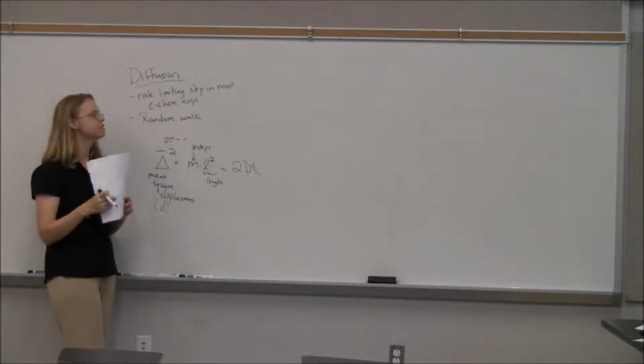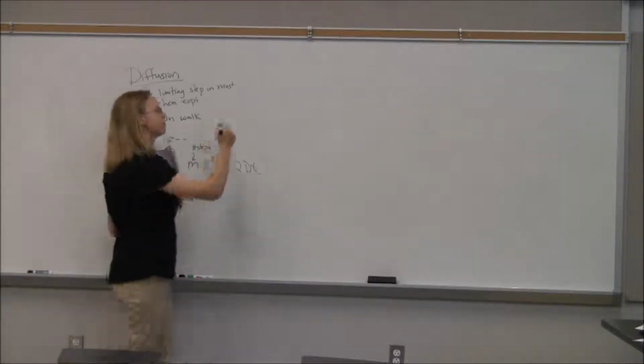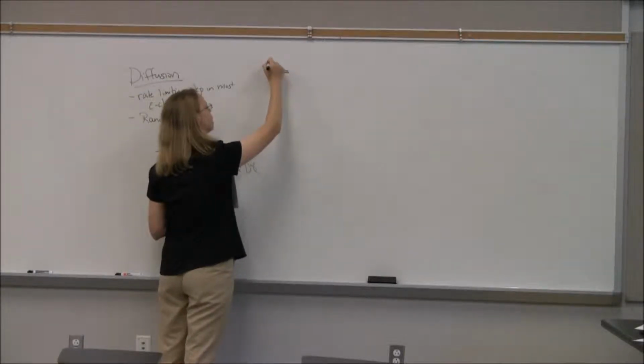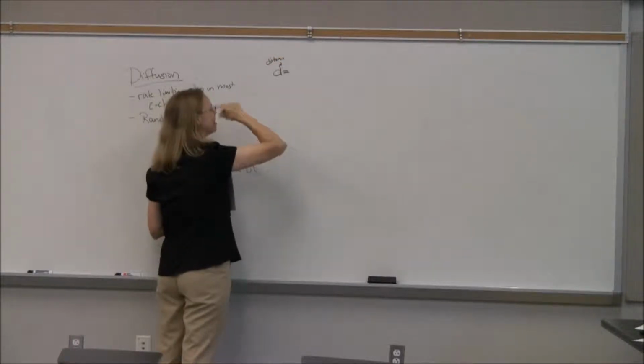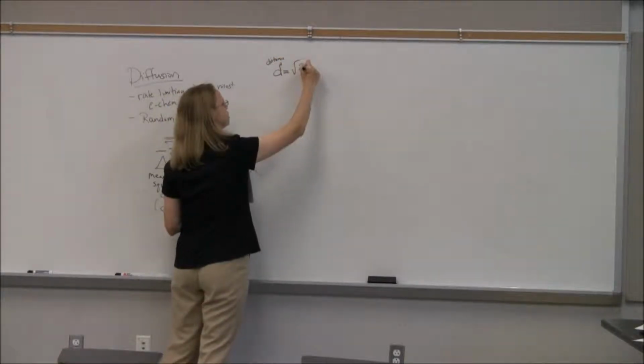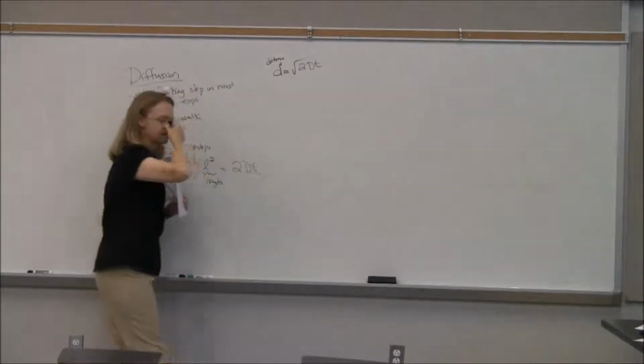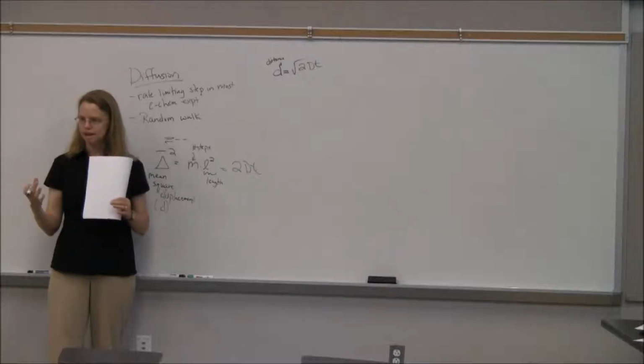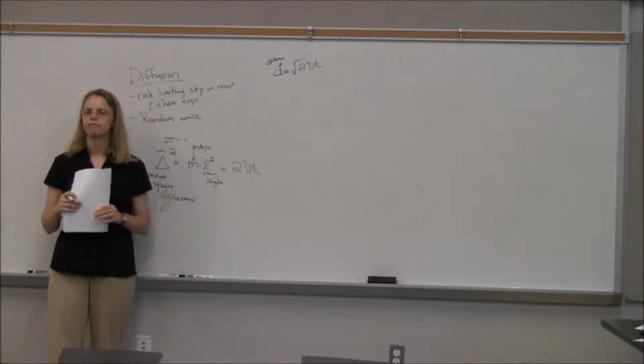So this leads us to an equation everybody should have memorized, and that is this. The approximate distance you could go, so as I said, we'll use d for distance, is equal to the square root of 2Dt. So that is how far you can go in a given amount of time, approximately.